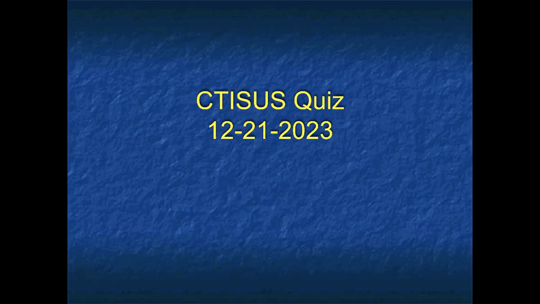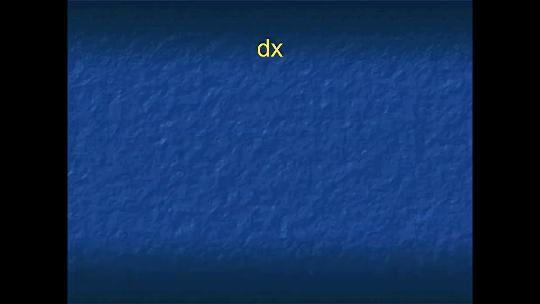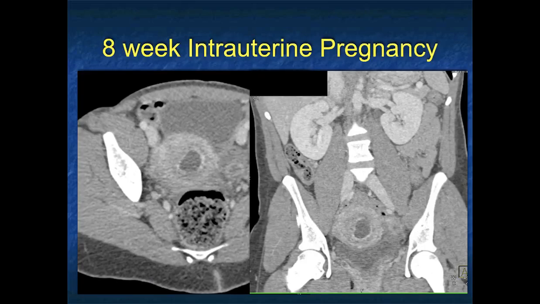Here we go. I got 10 cases for you. Patient with right lower quadrant pain. This is a great case, and you can see the uterus is enlarged, and there's a low density in the uterine cavity. There's also a thick lutein cyst on the left, and there's minimal free fluid in the pelvis. This is the classic appearance of a patient with abdominal pain and an intrauterine pregnancy. The patient did not know they were pregnant, but it's a really nice example of an 8-week intrauterine pregnancy. Again, it's a classic appearance. Hopefully you won't see this very often, but when you do, you'll know what it is.